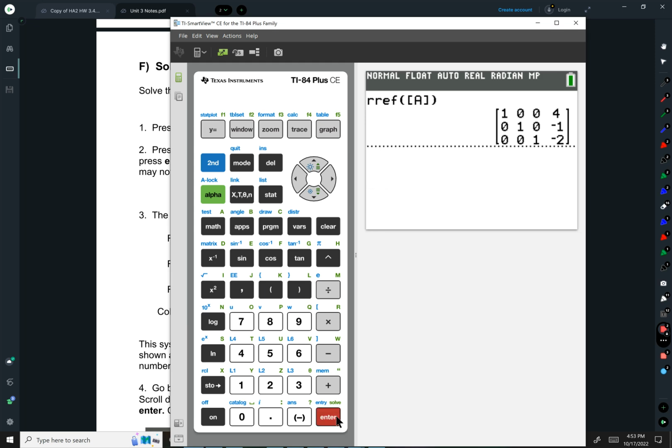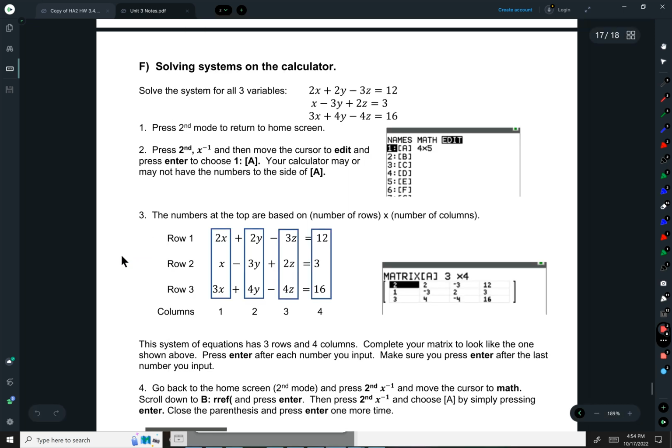And when I press enter, this first section is always going to look like this. It's going to be 1, 0, 0, 0, 1, 0, 0, 0, 1. Because what that means is, remember the first column is x's. So that means 1x, no y's, no z's, equals 4. So that first row tells me x equals 4. And then on the second row, that means 0 x's, 1 y, no z's. So that means 1 y equals negative 1. And then the last row basically tells me that z equals negative 2. So 4, negative 1, negative 2 is the solution to that system of equations.